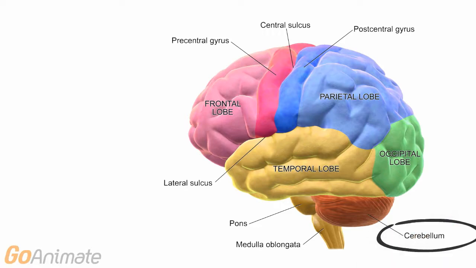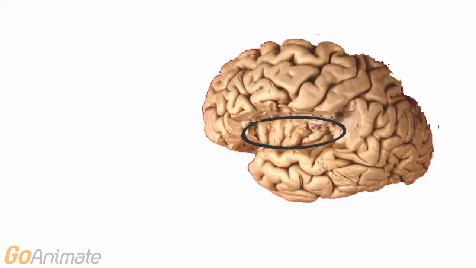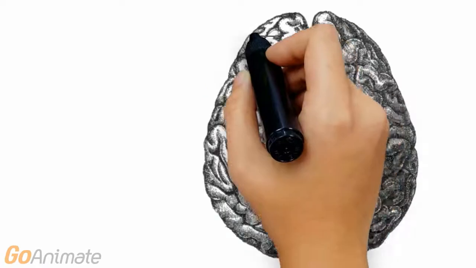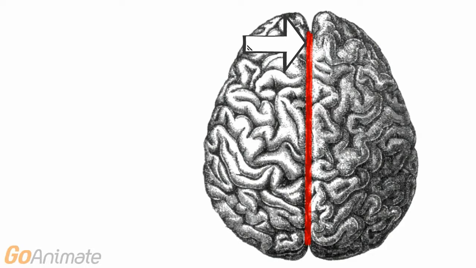The cerebellum processes fine motor movements, coordination, and proprioception, which is the position of joints in space. The insula lies deep in the lateral sulcus and processes information for consciousness, motor control, homeostasis, and emotions. The cerebrum is divided into 2 hemispheres by the longitudinal fissure.